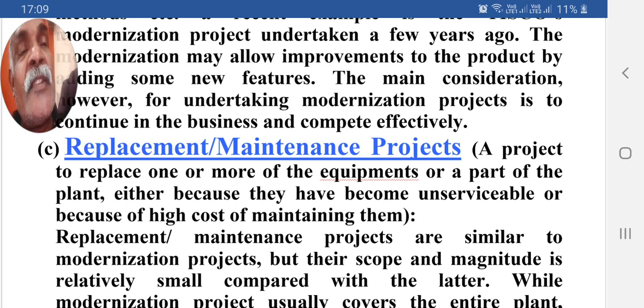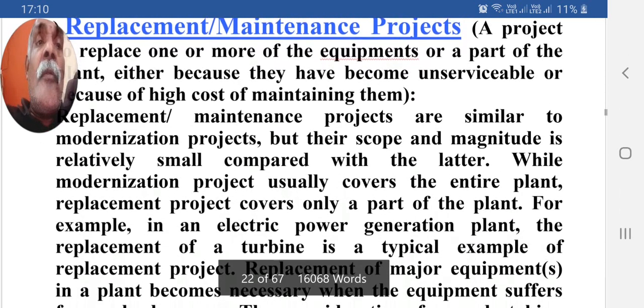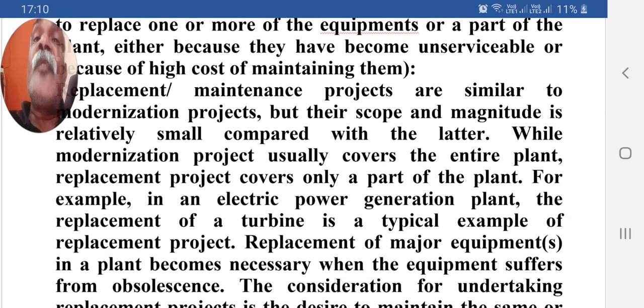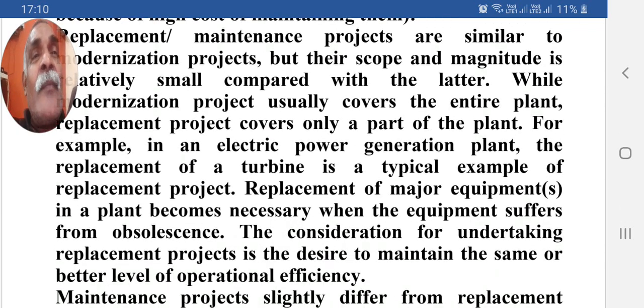Next one is replacement or maintenance projects. A project to replace one or more of the equipments or part of the plant, either because they have become unserviceable or because of high cost of maintenance. So replacement or maintenance projects are similar to modernization projects, but their scope and magnitude are relatively small compared with modernization projects. While a modernization project usually covers the entire plant, a replacement project covers only a part of the plant. This is the difference between a modernization project and a replacement project.